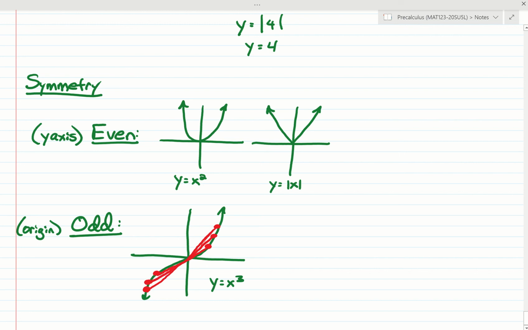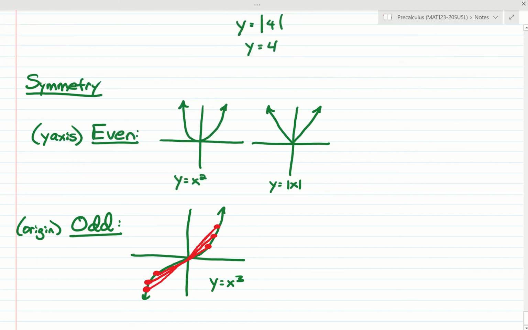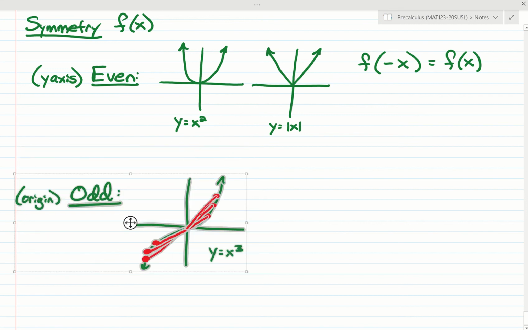So the tricky part is, how do you know if something's even or odd? And it's actually pretty easy to figure out. We talked about function notation, f of x. So if the original function is f of x, a function is even if you plug in the opposite of x and you get the same exact function back. So let me show you what I mean here. Just move this guy down a little bit. So watch, ready? Instead of calling them y, we'll call them f of x.